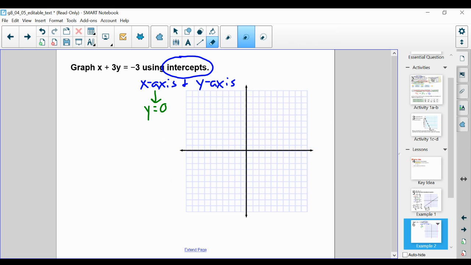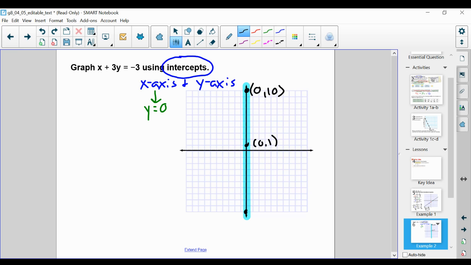And now let's try it the other way. If we are on the y-axis, what is the value of x every single time? Well, let's look at it. This is (0, 1). This is (0, 10). This is (0, -10). What is the value of x every single time when you're on that y-axis? Yeah, we're going to have x is always equal to 0.